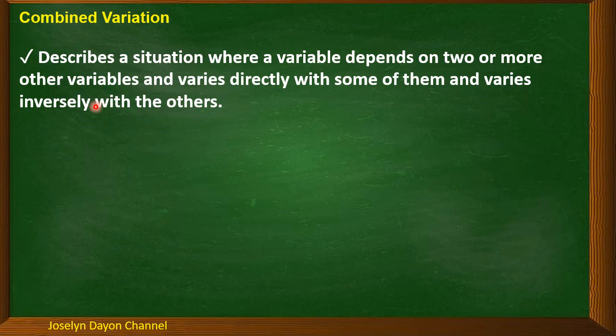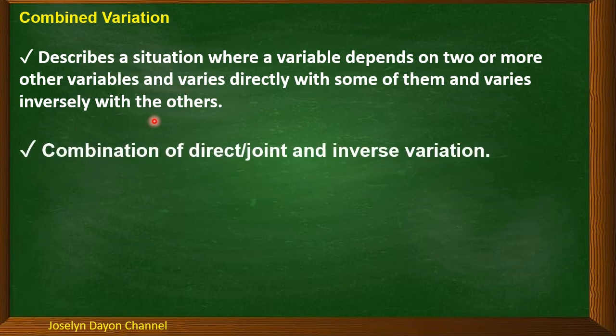First, we have to describe combined variation. Combined variation describes a situation where a variable depends on two or more other variables and varies directly with some of them and varies inversely with the others. In other words, combined variation is actually a combination of direct or joint variation and inverse variation.